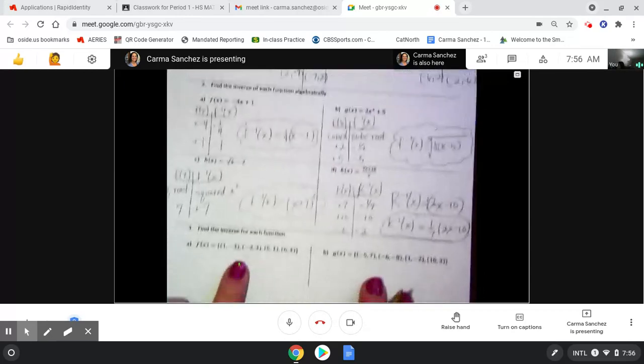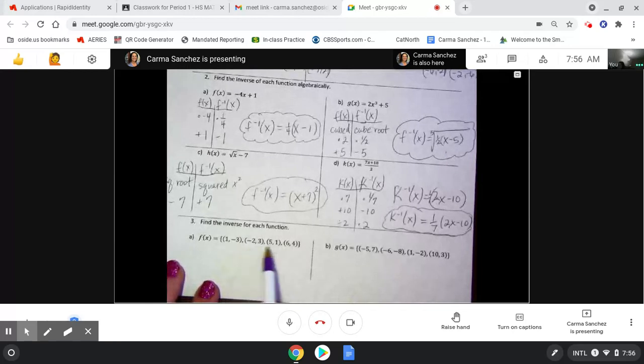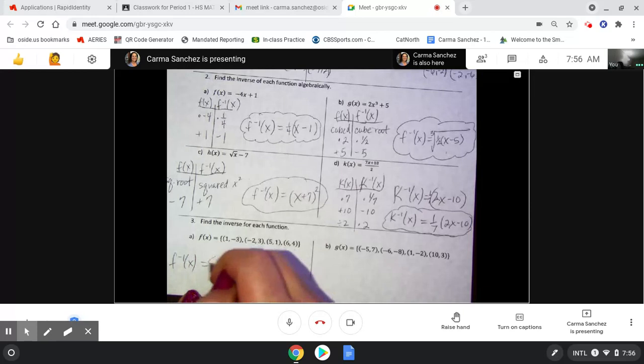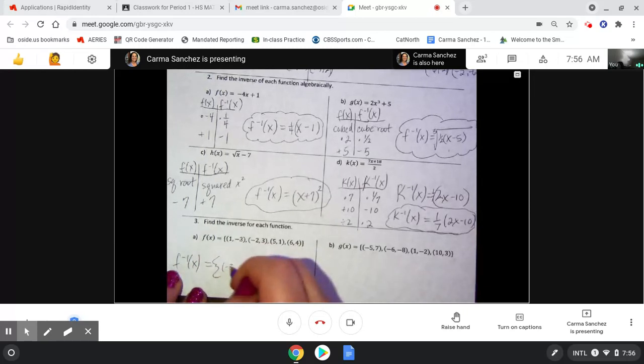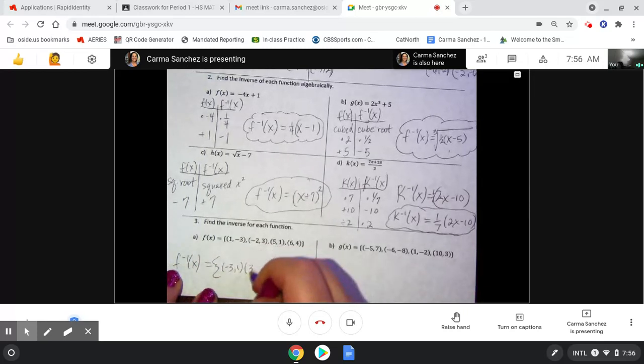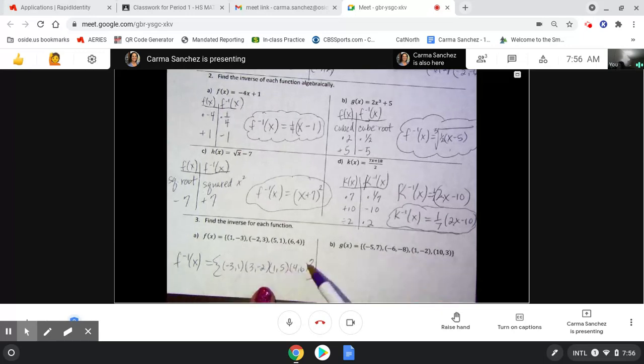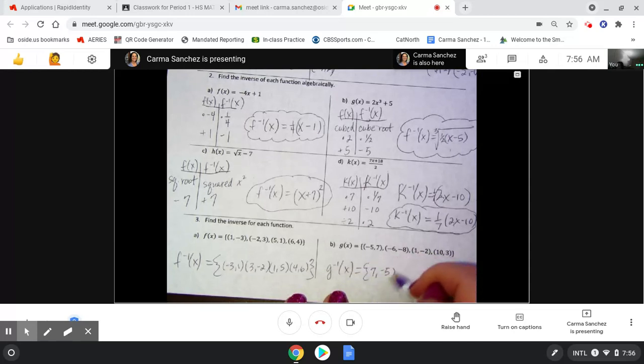Okay, number 3, A and B. When given a group of ordered pairs like this, you're just going to flip it. So we're going to make this -3, 1, 3, -2, 1, 5, and 4, 6. You see what we just did reversing all of those? And then g -1 of x is going to become 7, -5, -8, -6, -2, 1, and 3, 10.